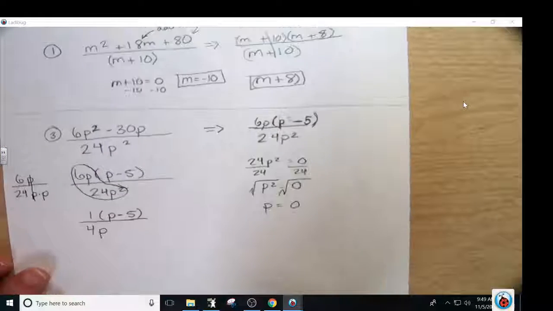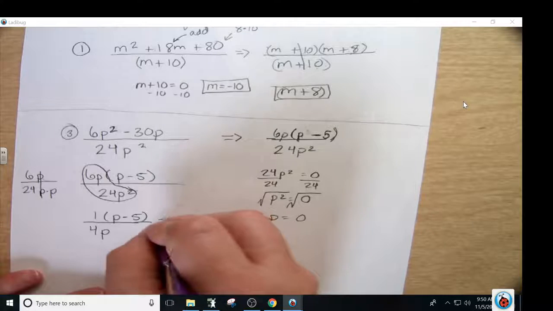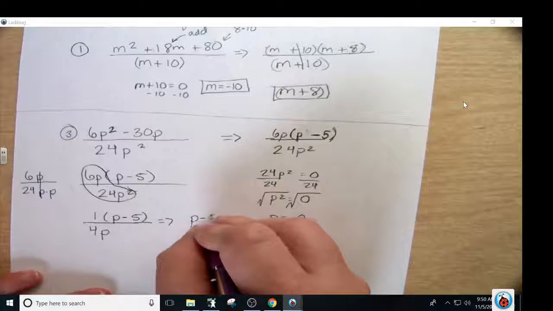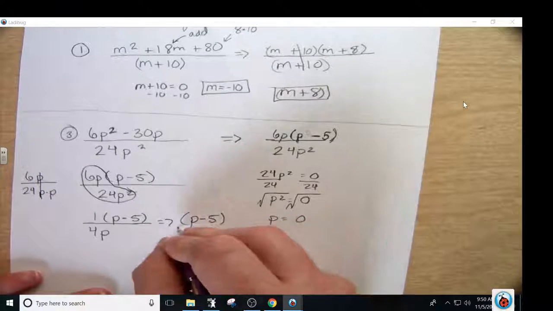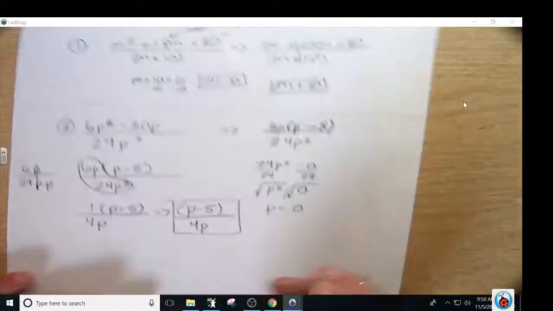Is there anything else I can do, you think? I think that's all I can do. So your answer would be p minus 5. They can get very complicated.